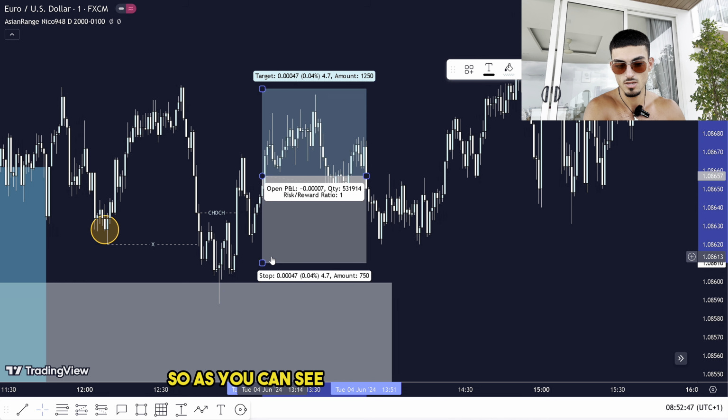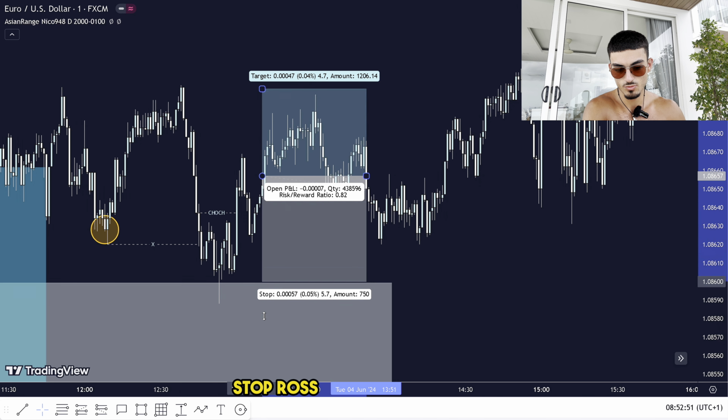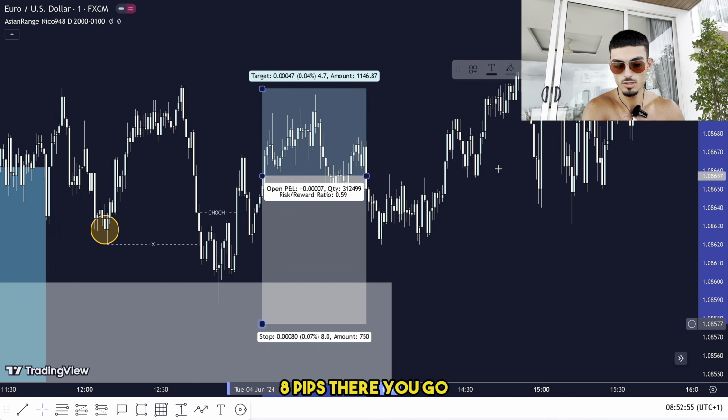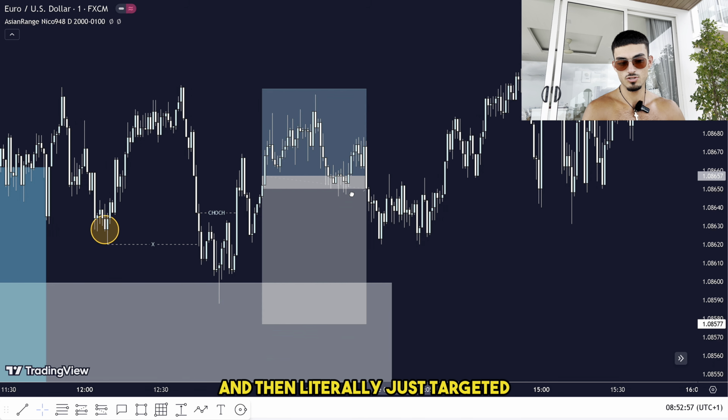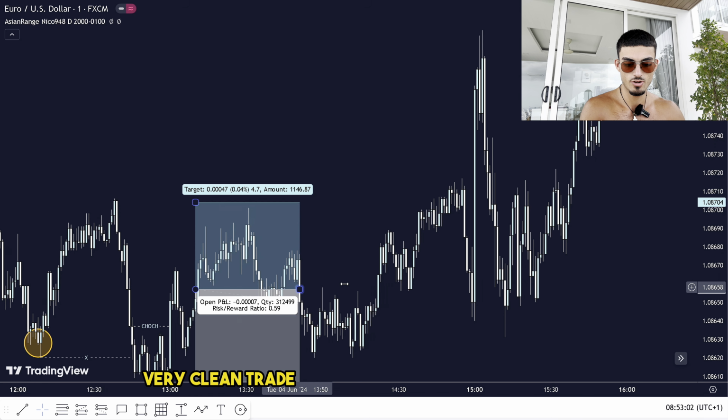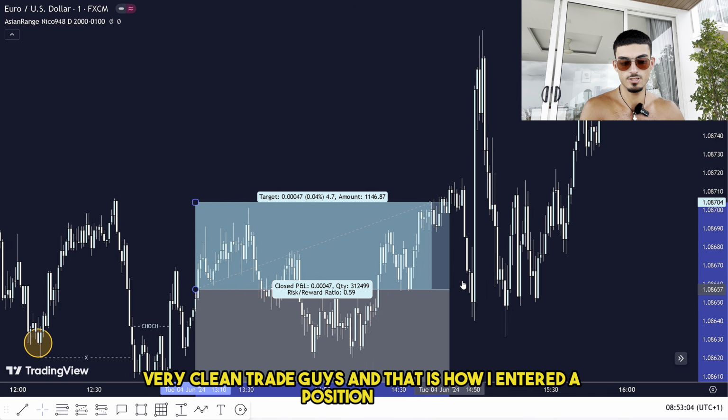So as you can see, price caused a change of character. My entry was somewhere up here. Stop loss was below this low. I think it was about 8 pips. Yeah, 8 pips, there you go. And then literally just targeted, I believe it was a 1 to 3 again. And it was a very, very clean trade, guys. And that is how I entered a position on EU.